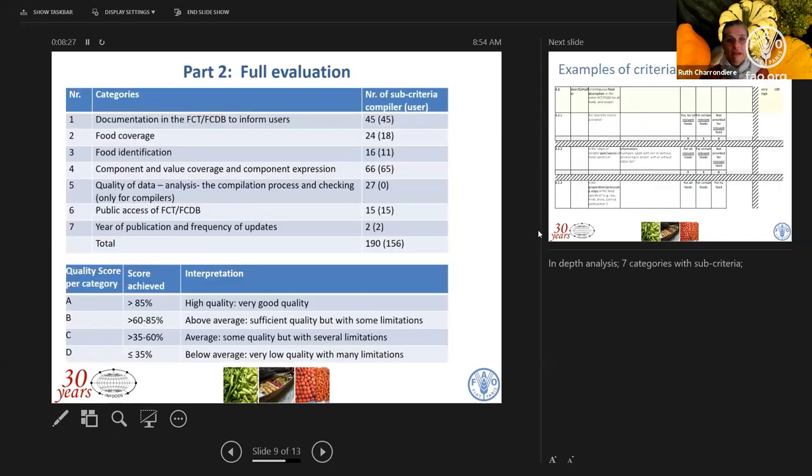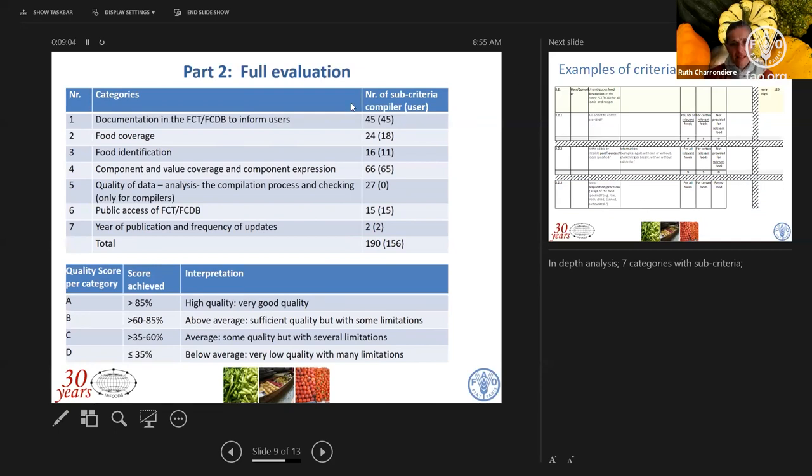So for the full evaluation, we have seven categories. One is the documentation, the second is the food coverage, third is the food identification, four is component and value coverage, as well as the expression. Five is the quality of the data, and this is only for the compilers, because normally users will not be able to know. And then the seventh category is the year of publication and the frequency of updating.